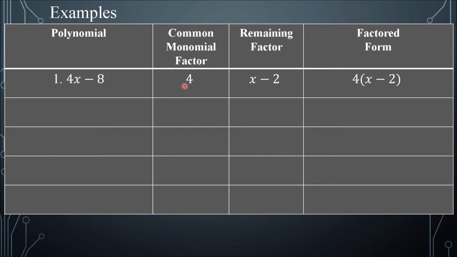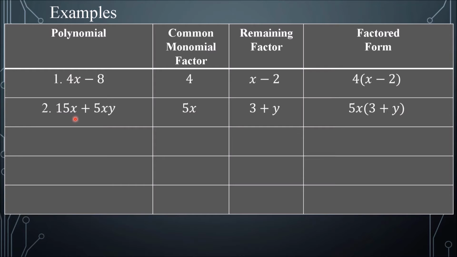Now extracting 4 from this expression, we have 4x divided by 4, x. 8 divided by 4 is 2. So you have the remaining factor of x minus 2. Now combining 4 and x minus 2, we have 4 times x minus 2. And that's the factored form and the final answer.